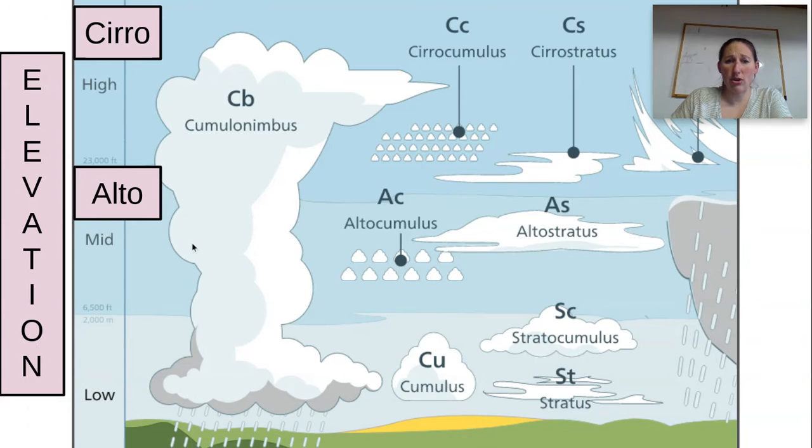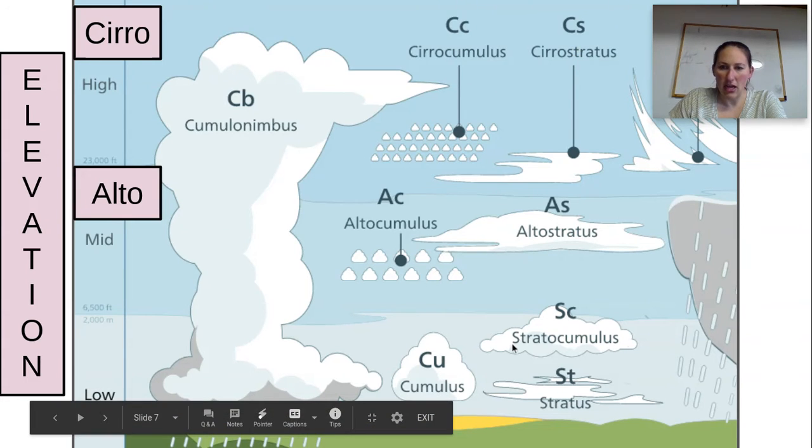So if you have the word alto in front of a cloud name, so cumulus we know as big and puffy, but if you put alto in the front, it's telling you where that big and puffy cloud is going to be. An alto would be a mid elevation. If you have the word cirro, that would be a high elevation. So cumulus again are big and fluffy. If you put cirro in front, that means they're higher elevation. And then you can do the same thing with stratus, alto, and cirro, and strato as well.